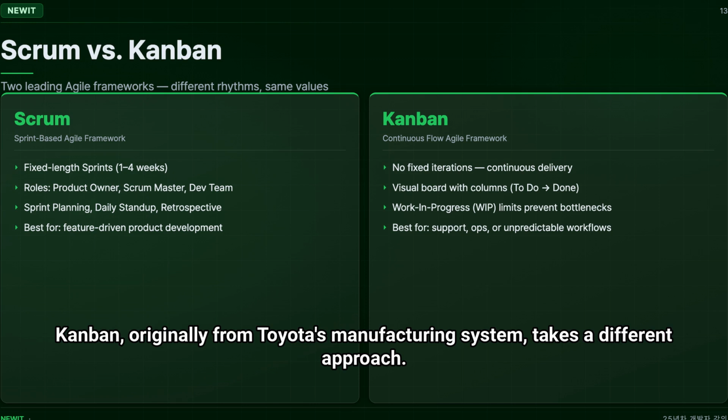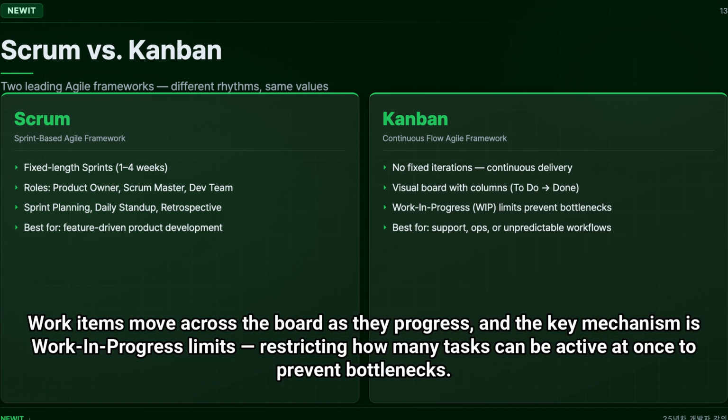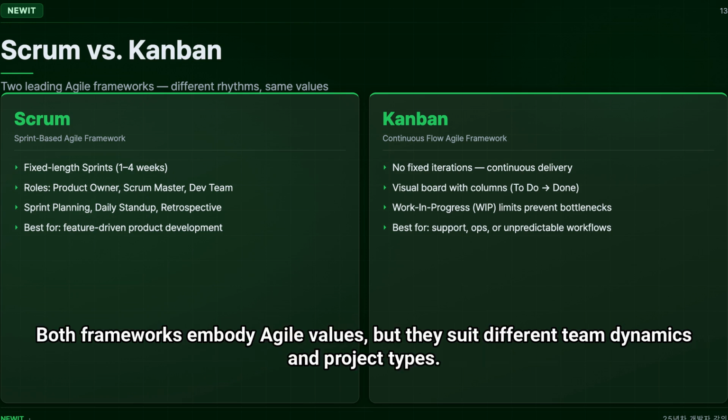Kanban, originally from Toyota's manufacturing system, takes a different approach. Instead of fixed iterations, Kanban uses a continuous flow model with a visual board divided into columns such as to do, in progress, and done. Work items move across the board as they progress, and the key mechanism is work in progress limits, restricting how many tasks can be active at once to prevent bottlenecks. Kanban is more flexible and works especially well for support teams, operations, or projects with unpredictable incoming work. Both frameworks embody Agile values, but they suit different team dynamics and project types.